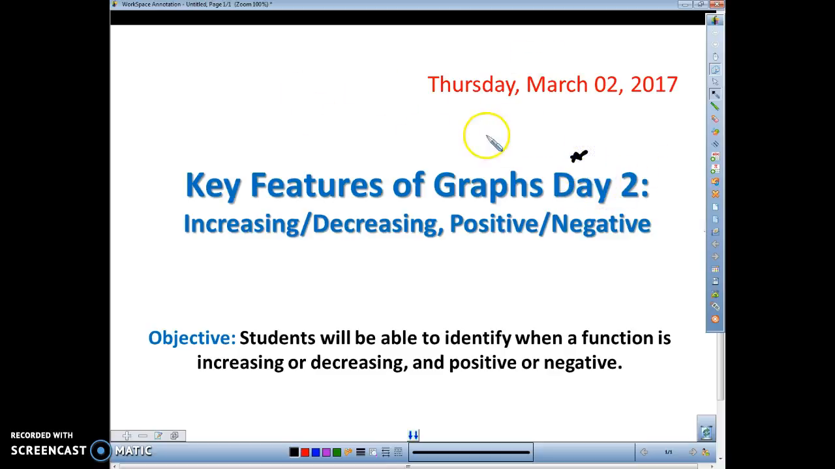In this video we're going to talk about increasing and decreasing functions, where graphs are increasing, decreasing. Sounds pretty intuitive, right? And where functions are positive and where they are negative. Our objective, make sure you get this down, is that students will be able to identify when a function is increasing or decreasing, positive or negative. That is our objective.